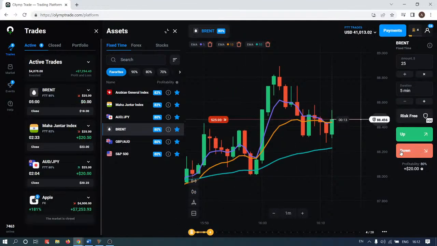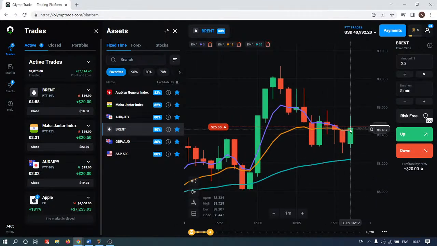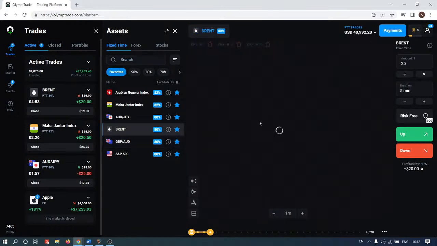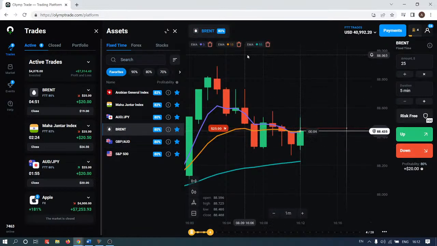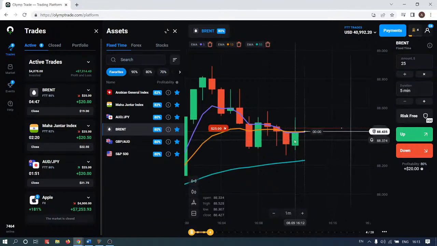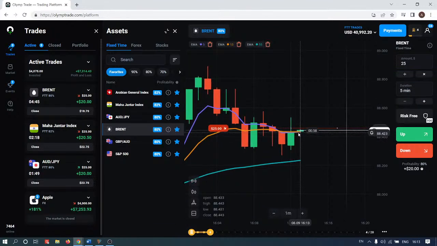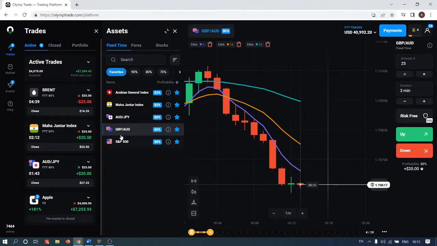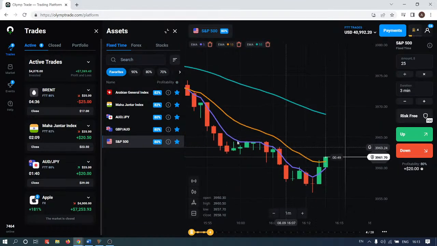I'm a little bit reluctant with Brent, but let's just give it a try. I prefer 3-minute trades with this strategy, but since the minimum duration on Brent is 5 minutes, I have no other choice but to open a trade with a duration of 5 minutes here. So let's just let it be as it is. I'll just remove it from my favorites.